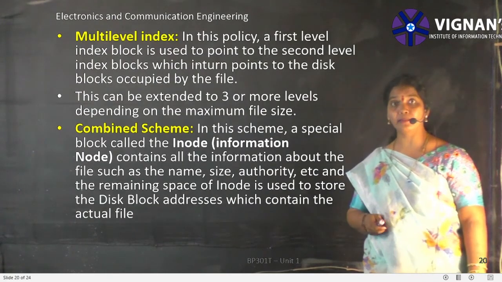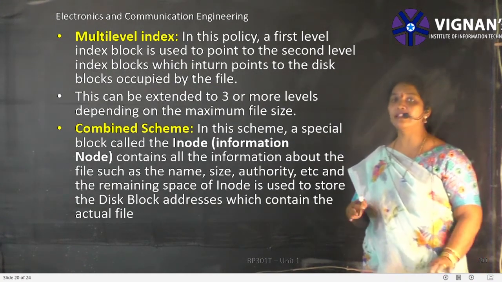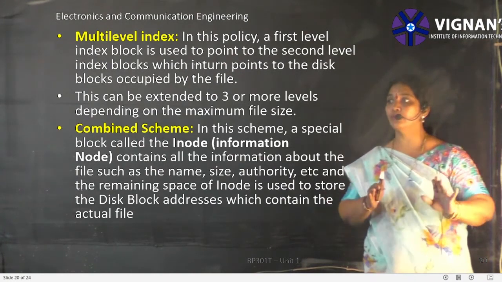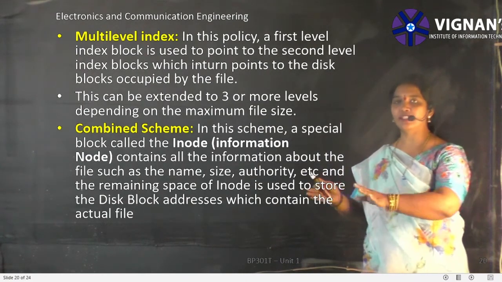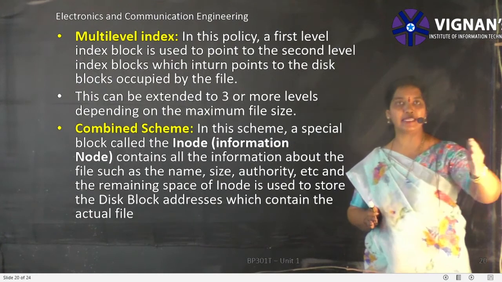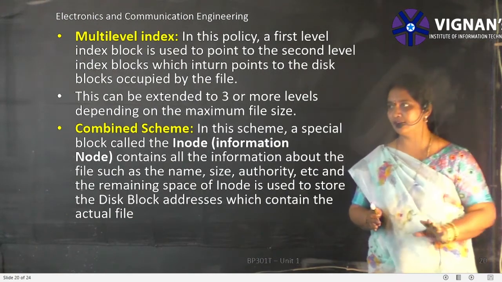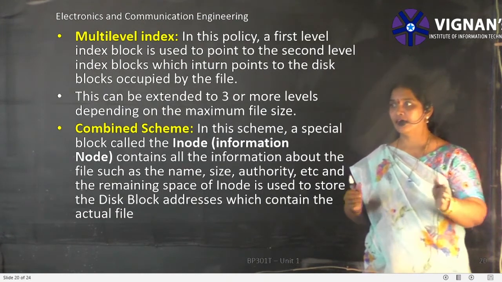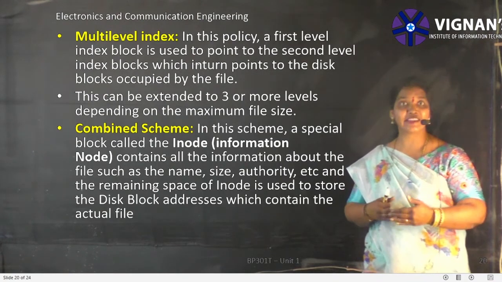The next mechanism is multi-level indexing. In this mechanism, our first level index is used to point to the second level index, which in turn points to the disk blocks occupied by the file. That is, layer by layer. The first block identifies the second index blocks and thereafter the files. This can be extended to 3 or more levels depending upon the maximum file size. Here we can call it a tree structure also.